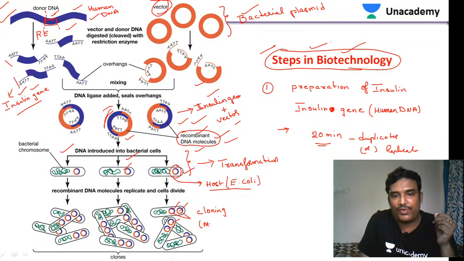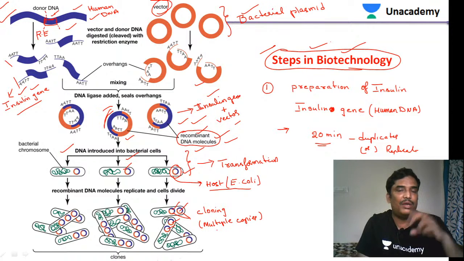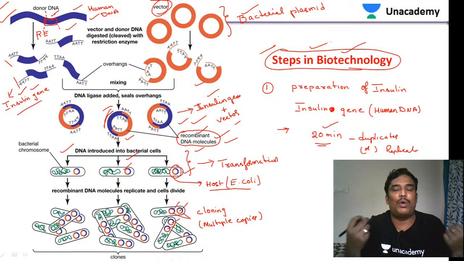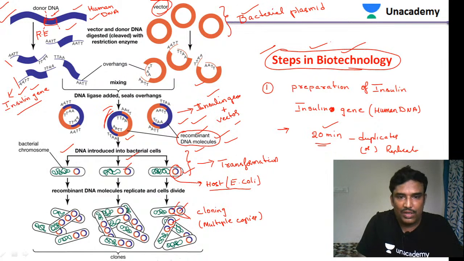So what does cloning mean? It is the production of multiple copies. Multiple copies of the recombinant DNA molecules will be produced inside the bacteria, and very fast. For every 20 minutes the bacteria undergoes binary fission and produces multiple copies. So like this, all these processes happen.